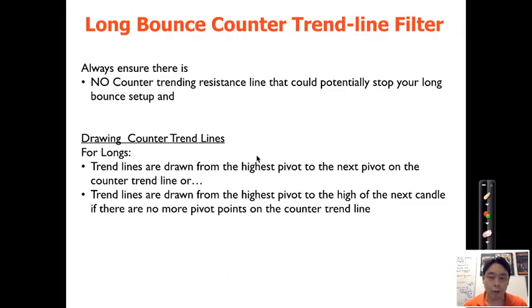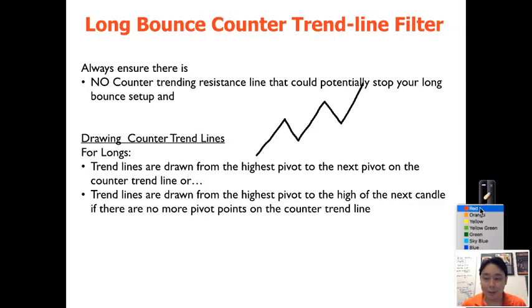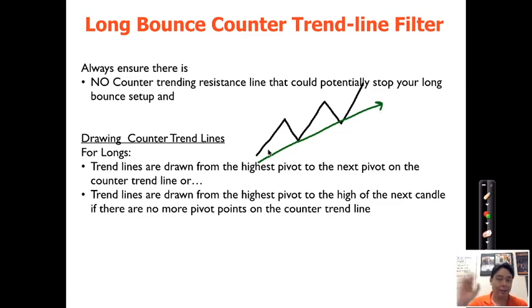So for example, let me just draw this up, down, up, down, up, right? Great. So can you tell me what's the trend? The trend is up, right? So it's an uptrend. So we call this the trend line, right? That's the trend line, okay? Now what's a counter trend line? A counter trend line is a trend line that goes opposite of the trend, okay? So a counter trend line is one that's going in this direction, okay?